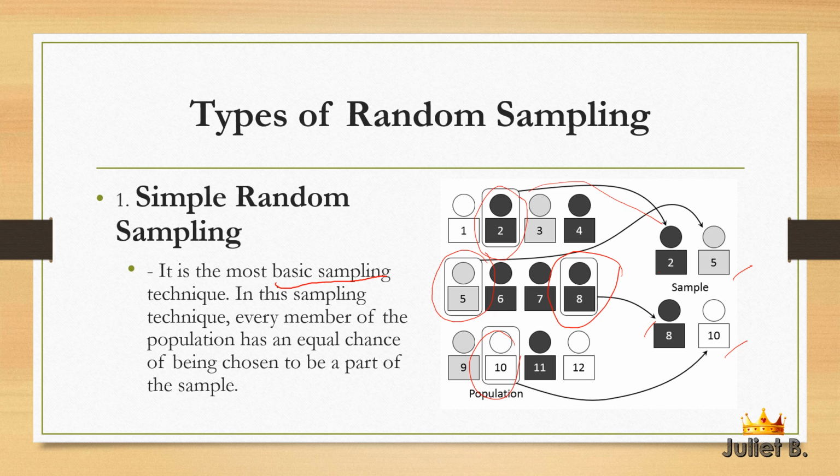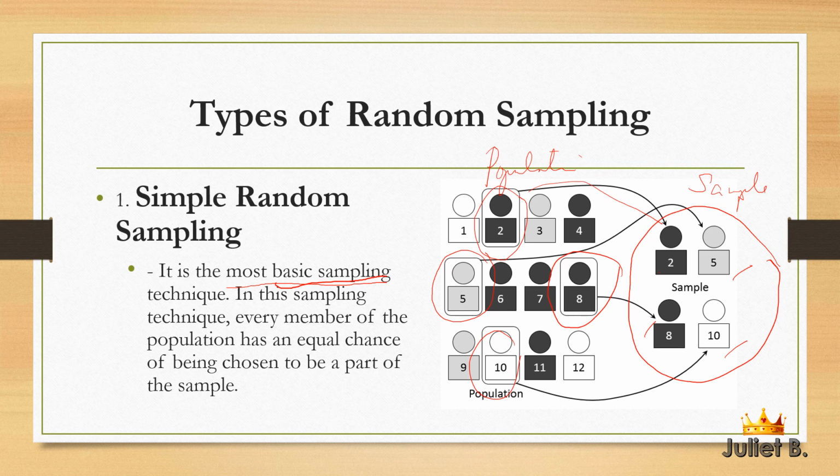So mula sa population na 10, pumili ako ng 4 para maging sample. So, ito yung pinakamadali. Bubunot. Ilalagay ang mga pangalan nyo sa papel at bubunutin isa-isa. Kung sino yung mga nabunot ko, sila yung laman ng sample ko. Kaya siya tinawag na most basic sampling technique.